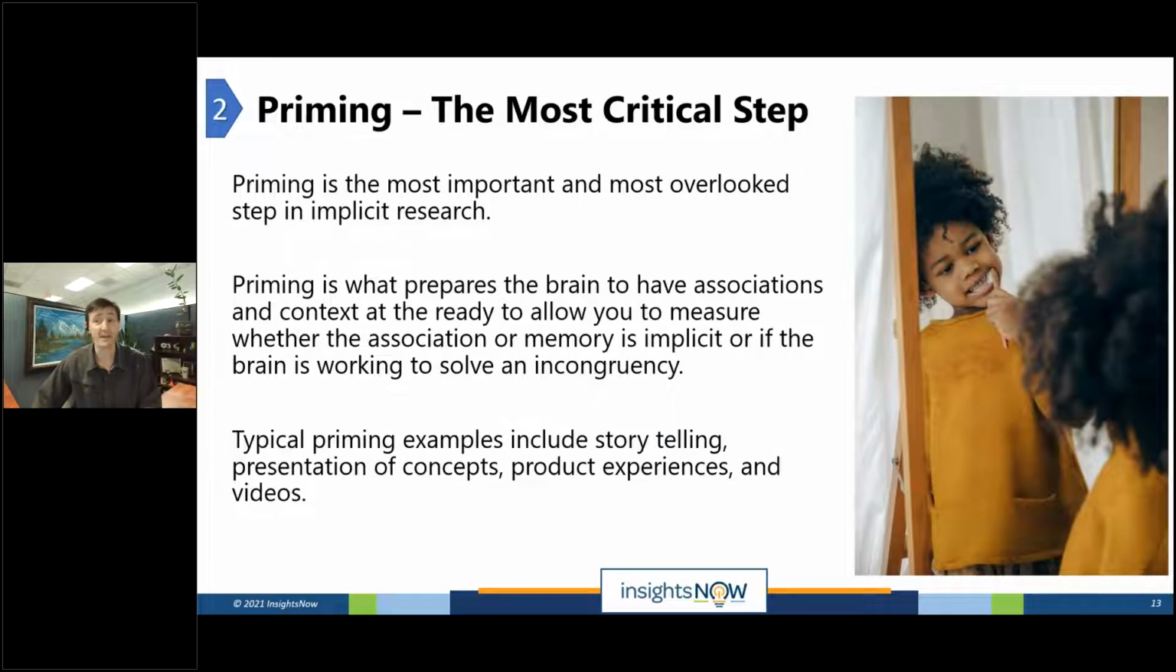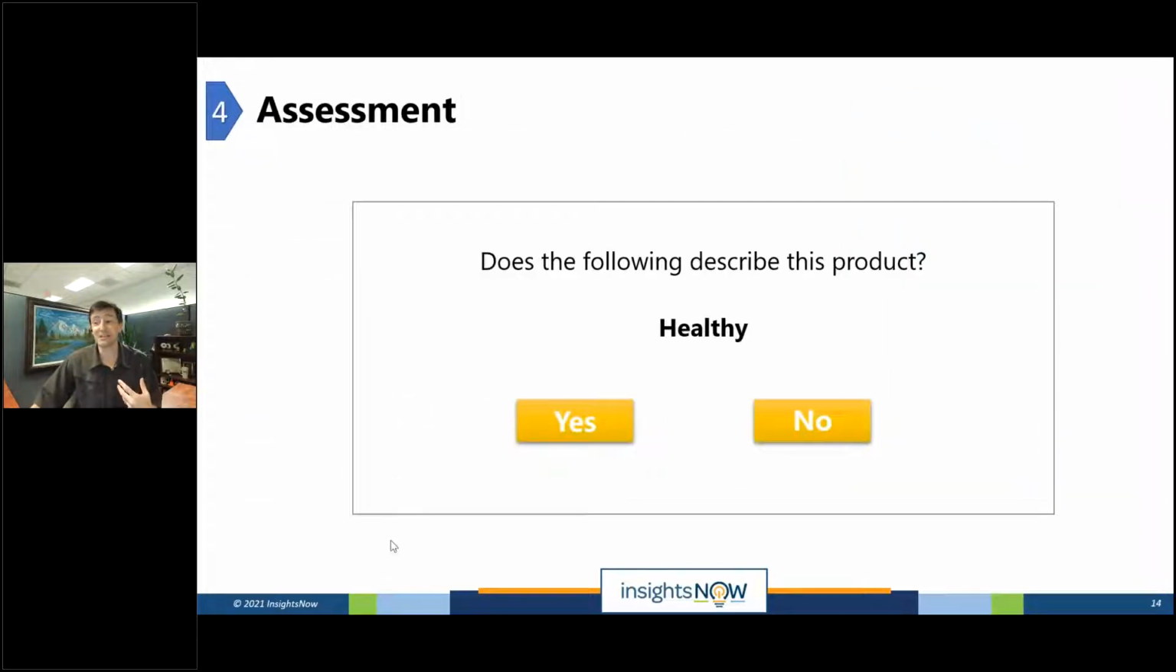All right, priming step. Priming is the most critical step because it does bring to the surface the things that you're talking about. If we don't do priming, we don't know as a researcher how to interpret that information because we don't have any context for it. So priming prepares that brain to have the associations that we care about. And then finally, the assessment step. Assessment is very simple. They're going to cycle through keywords. So does this describe the product? They would click yes. If it was healthy, energizing, calming, it would just flash in front of them as they go through the assessment stage.